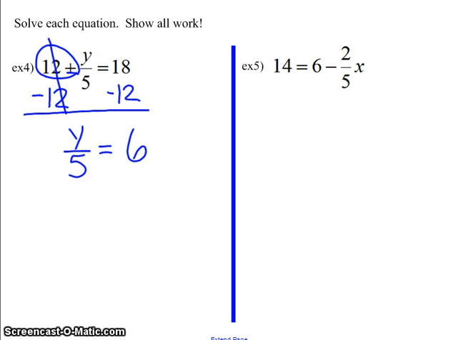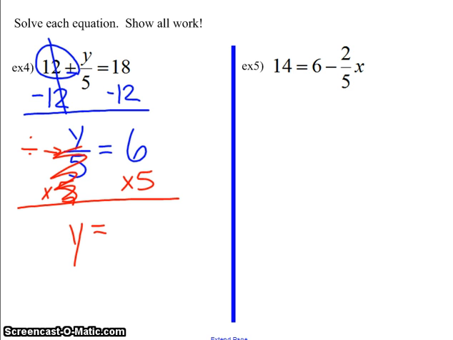Now, again, we went over this in earlier sections. The fraction bar does mean division. All right, so in other words, to get rid of that division, we're going to multiply both sides by the 5. Dividing by a 5 and multiplying by a 5 cancel each other out, and y is the only thing left on the left-hand side. 6 times 5 gives us 30.